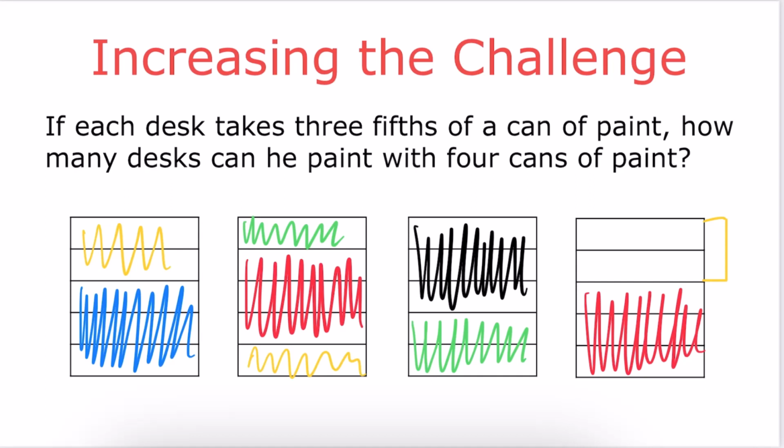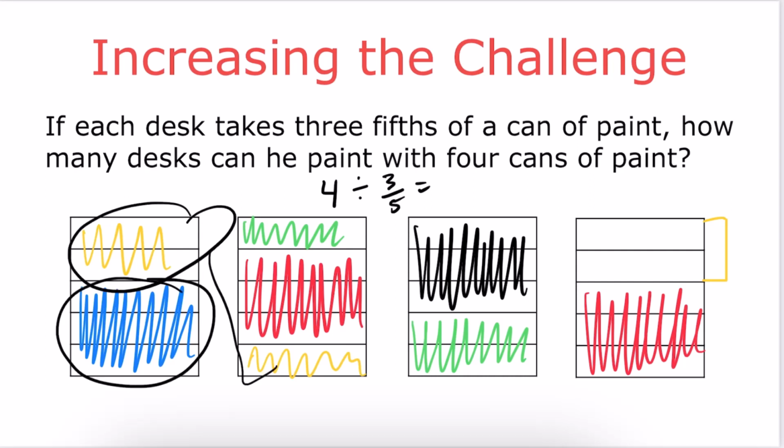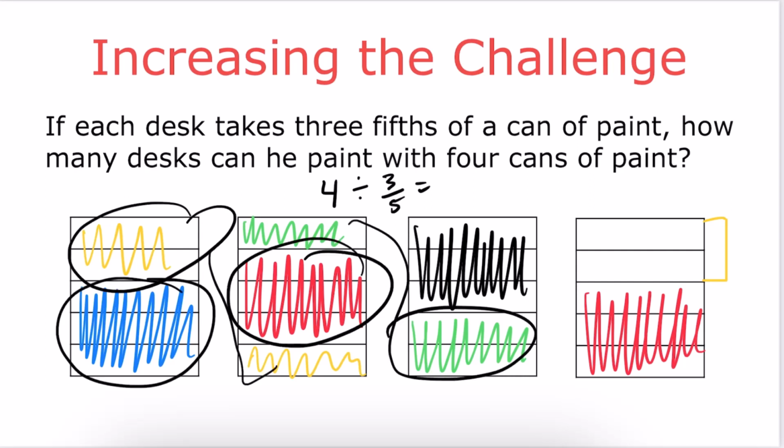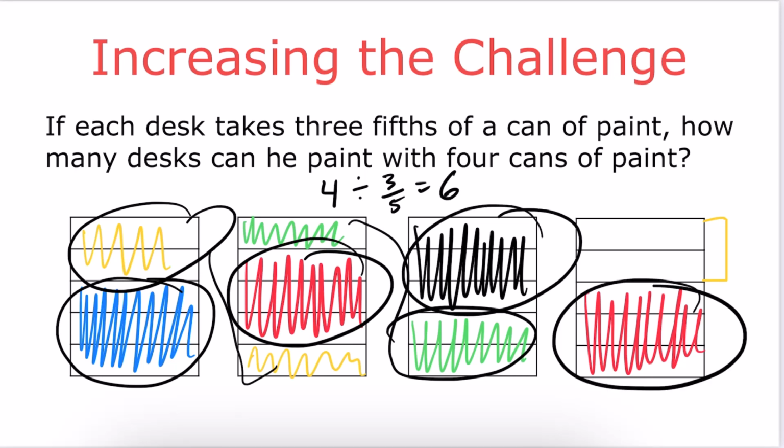And so our answer to 4 cans of paint divided into groups of 3/5 is that we have 1, 2, 3, 4, 5, 6 desks, and then 2/3 of a desk. So 4 divided by 3/5 equals 6 and 2/3.